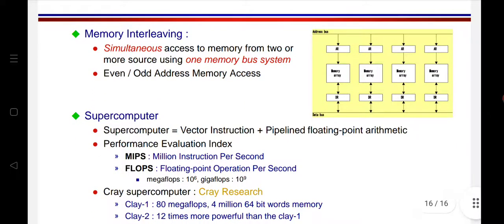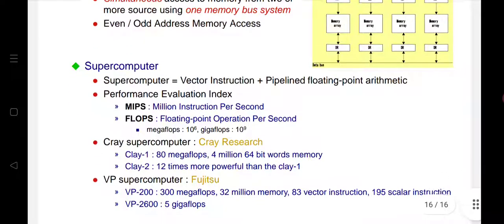So what is memory interleaving? Memory interleaving is a simultaneous access to the memory from two or more sources using one memory bus system. So I am going to use only one memory bus system, and from it we access memory from two or more sources. I am going to divide it into odd or even address memory access.